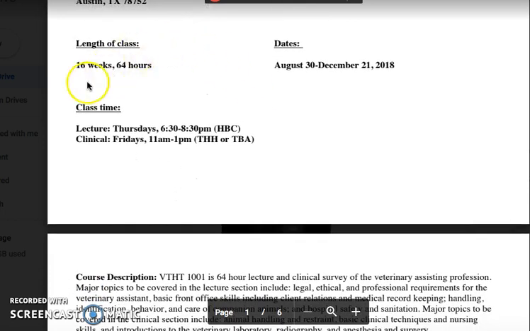This is a regular 16-week course. We meet for a total of 64 hours, and that means that lecture every week is 2 hours, clinical every week is 2 hours. Lecture is on Thursdays in the evening, 6:30 to 8:30, and clinicals are on Fridays, 11 a.m. to 1 p.m.